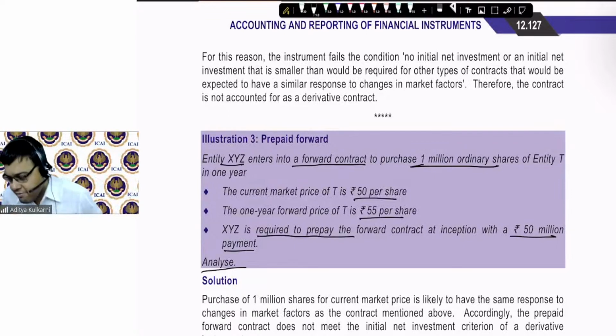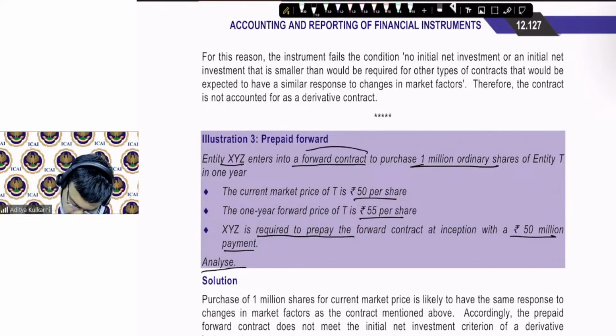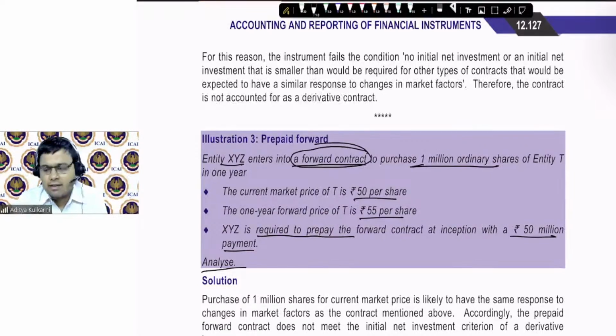Okay, so we have to analyze what type of contract it is. We have entered into a forward contract. Don't get carried away by the words. Please don't answer by looking at the words. You have to analyze the conditions and then come to a conclusion. The words in a question are meant to cheat you, to deceive you, to help you give the wrong answer. For example, many students will look at this and immediately say forward contract, put it in derivative.